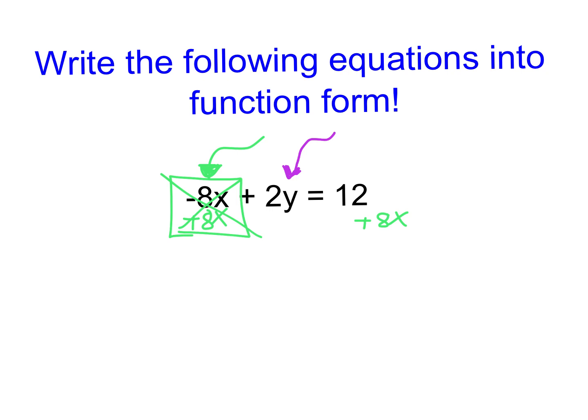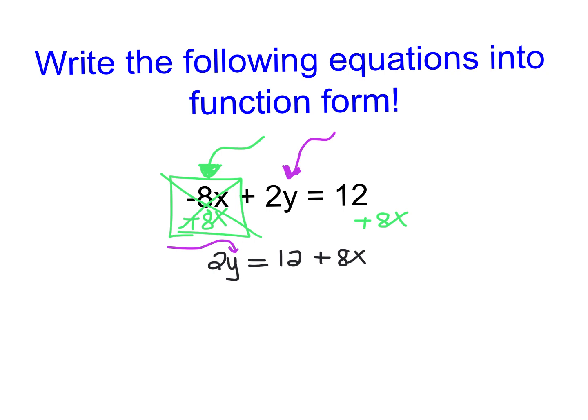So right now, what I'm left with is 2y on the left-hand side, because negative 8x and 8x undid each other, is equal to 12 plus 8x. Now, this problem is a little bit trickier because there's a 2 attached to the y. And we still want to get y completely alone. Remember that. We want y completely by itself.